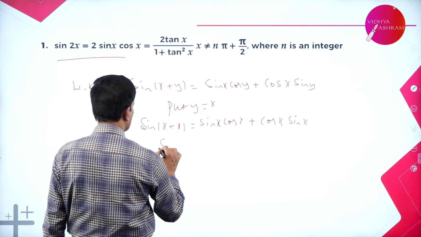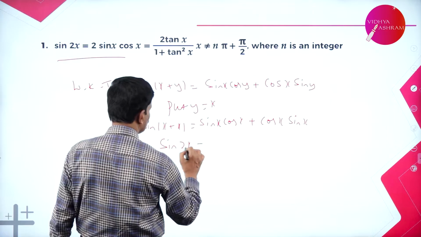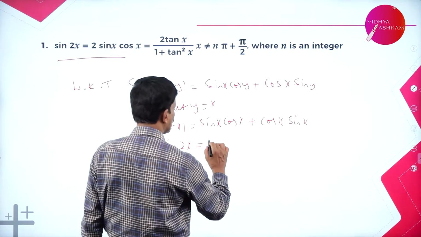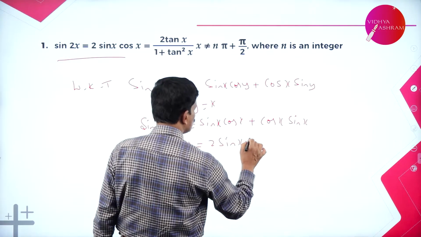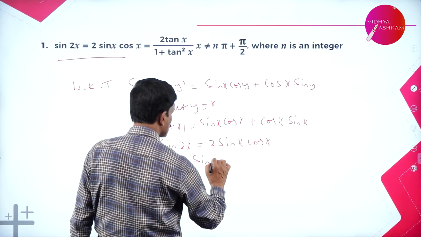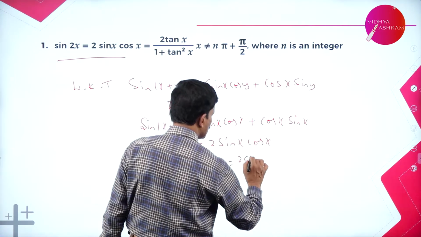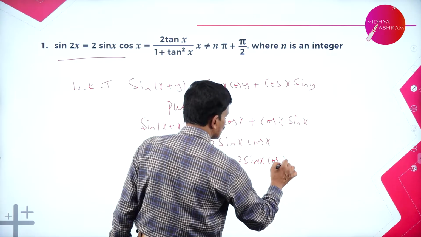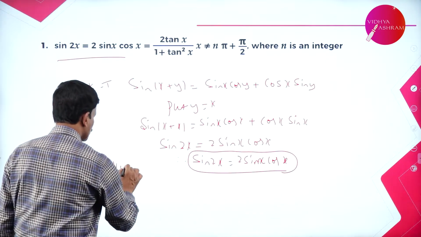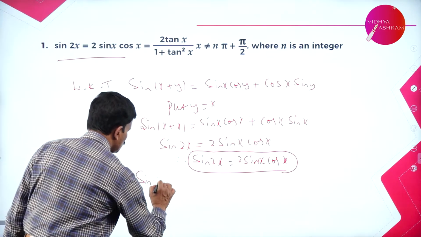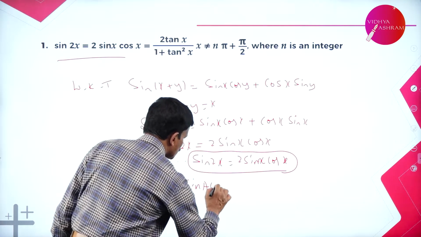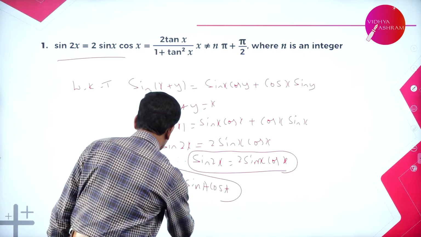So x plus x is 2x. sin 2x is equal to sin x cos x plus sin x cos x, which is equal to 2 sin x cos x. So therefore sin 2x is equal to 2 sin x into cos x. That is called the multiple angle of x. Similarly, we can also write in terms of a, sin 2a is equal to 2 sin a into cos a. This is a very important formula indeed.